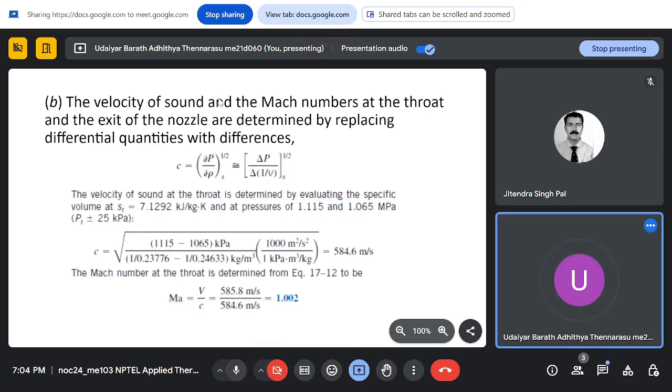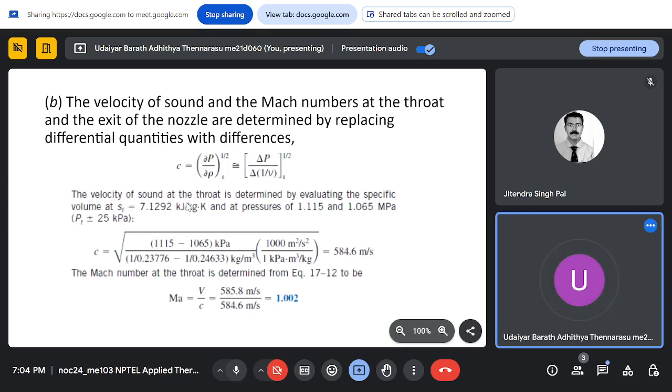Hour. Sorry. So, the velocity of sound and Mach number at throat and exit of the nozzle are determined by... So we know, estimate velocity of sound. C is nothing but root of dou P by dou rho at constant entropy. When we convert this into an exact differential, it is delta P by delta rho, and we know rho is nothing but inverse of specific volume. So delta P by delta 1 by specific volume at constant entropy.